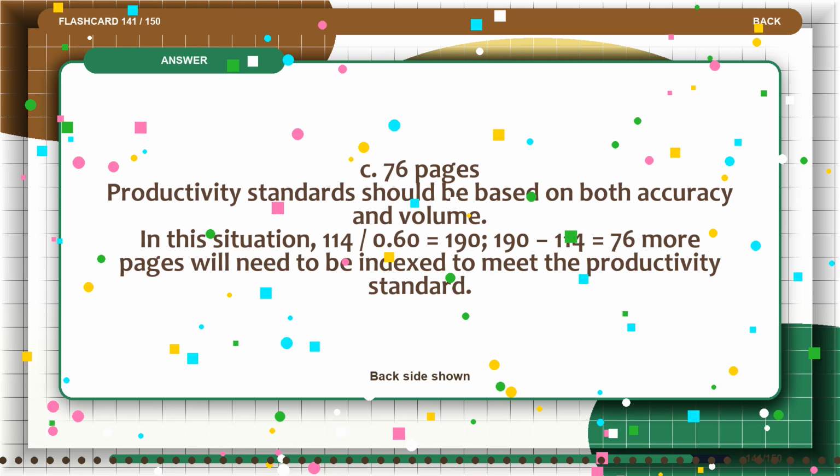The answer is C. 76 pages. Productivity standards should be based on both accuracy and volume. In this situation, 114/0.60 equals 190. 190 minus 114 equals 76 more pages will need to be indexed to meet the productivity standard.